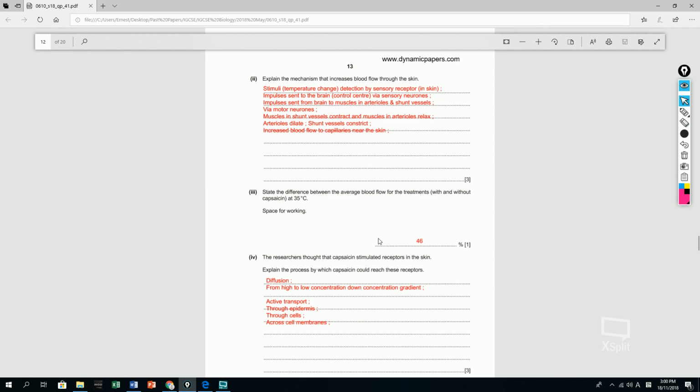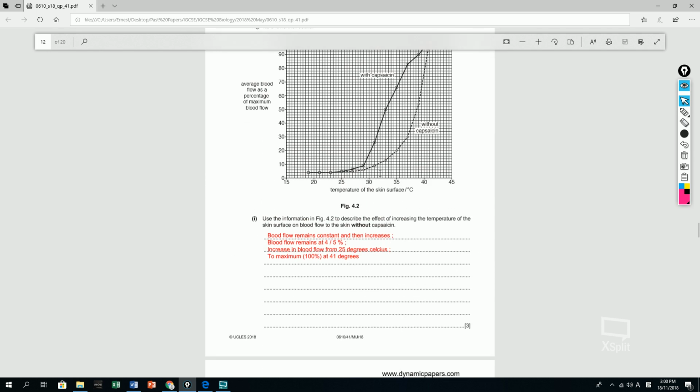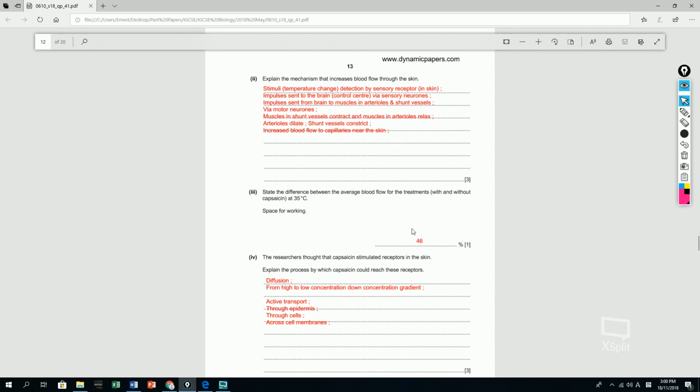State the difference between, okay, so this one here, you just take a look at 35 degrees and measure the average blood flow, and just compare the difference, and you should arrive at 46%.